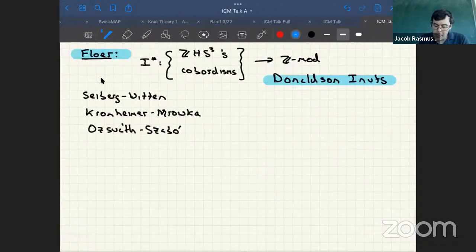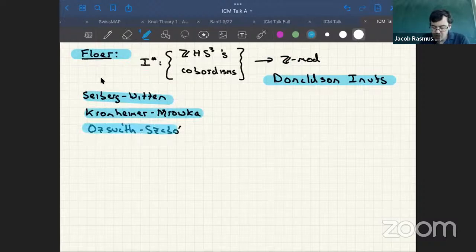So after the work of Floer in the 1990s and early 2000s, a remarkable simplification of the theory took place, building on the work of Seiberg and Witten and Kronheimer and Mrówka, who replaced the ASD equations appearing in the Donaldson invariants with a different set of equations. And then Ozsváth and Szabó, who realized that you could reformulate the theory in a slightly different way to produce something which is now called Heegaard-Floer homology.